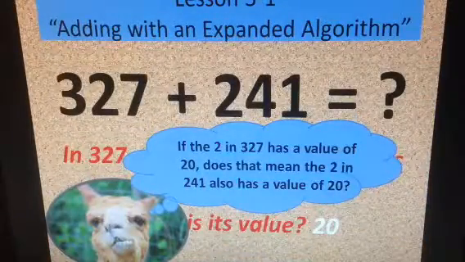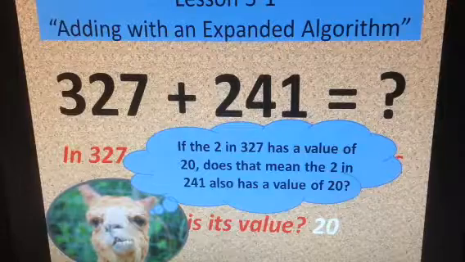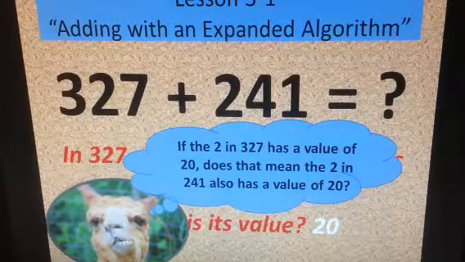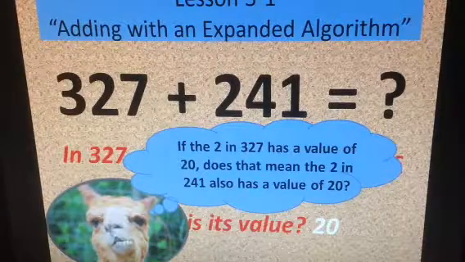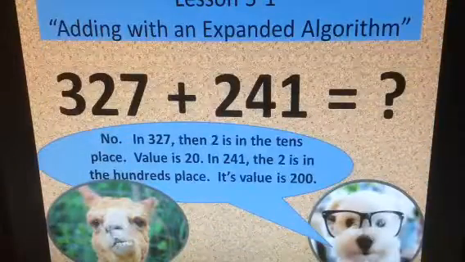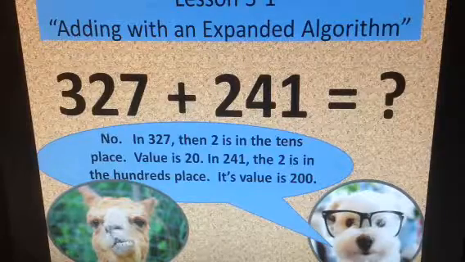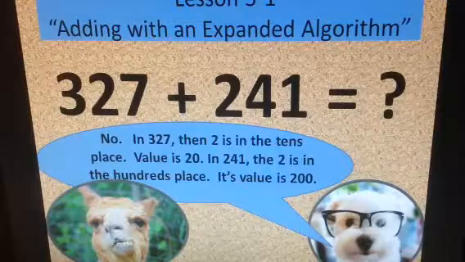And then we have a picture of a confused camel. He says, if the 2 in 327 has a value of 20, does that mean the 2 in 241 also has a value of 20? No. We talked about that. The doggy says in 327, the 2 is in the tens place, value is 20. In 241, the 2 is in the hundreds place, and its value is 200.